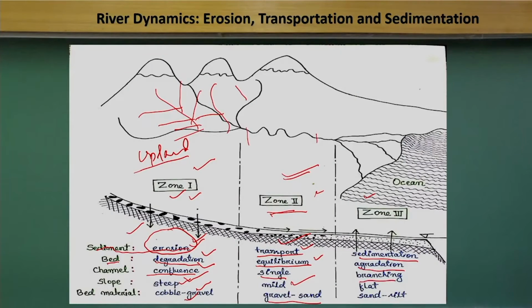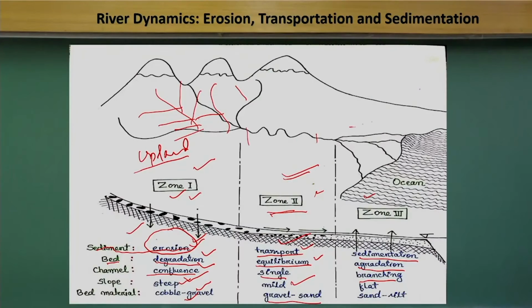And you can see a lot of branching of the channels. It happens at this reach before reaching the ocean or the lake: the channel slope will be more or less flat, and the bed or bank material composition would be sand and silt. So, I have given very simple pictures. If you start from upland and travel to the middle land and the lowland, you can see how the rivers behave in three different zones.